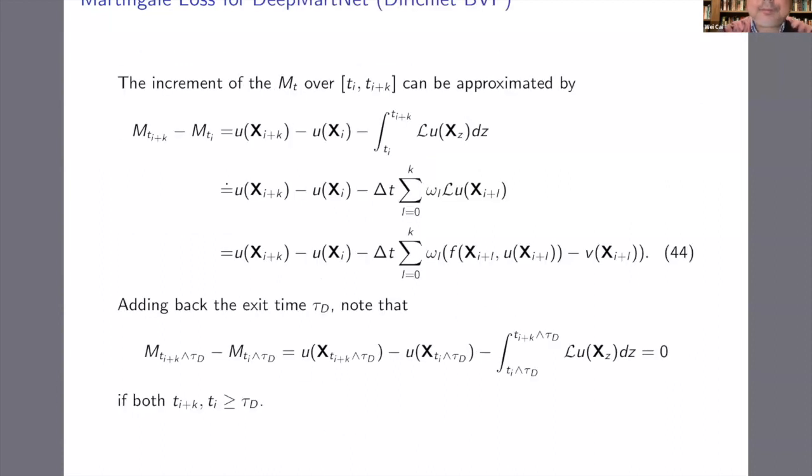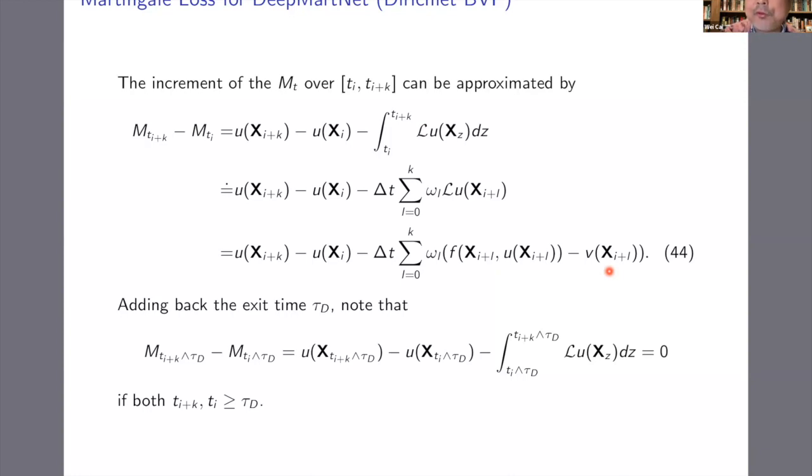Now this is the increment of the process M_t from t_i to t_{i+k}. Usually we just take k equals 1, so from t_i to t_{i+1}. The increment will be just the increment of u over these two times, and the integral from t_i to t_{i+k}. For this one you just use the trapezoidal rule to discretize it. And because Lu uses the PDE, Lu is f minus v. That's very important. So this is how you define the Martingale. So Lu should be f minus v.